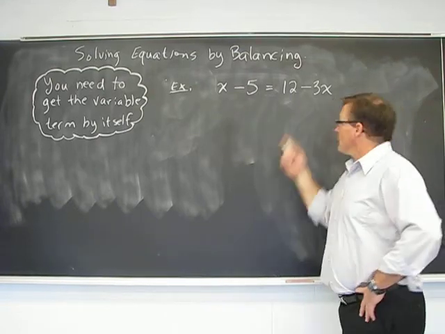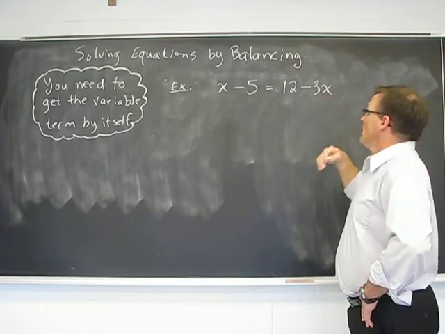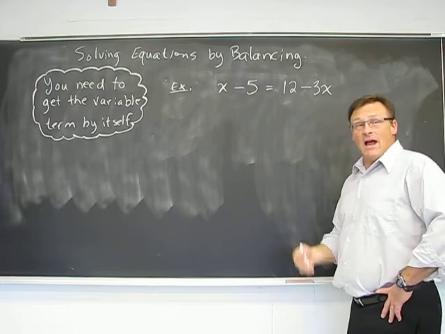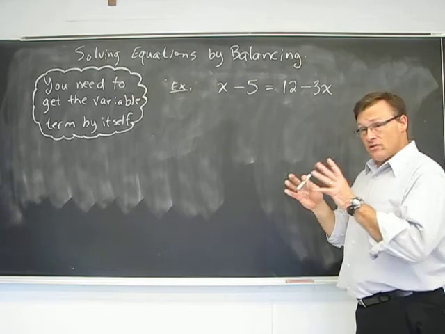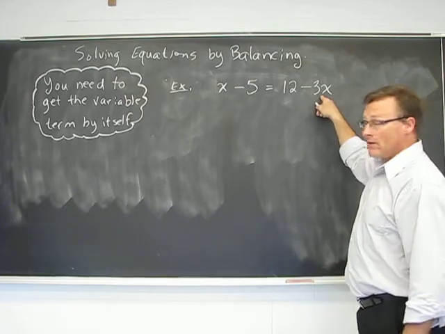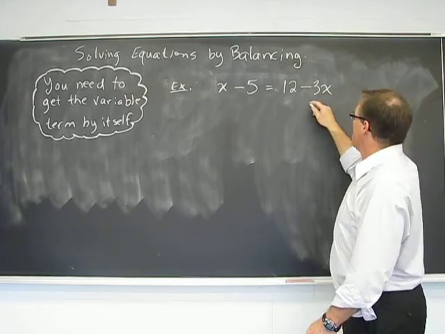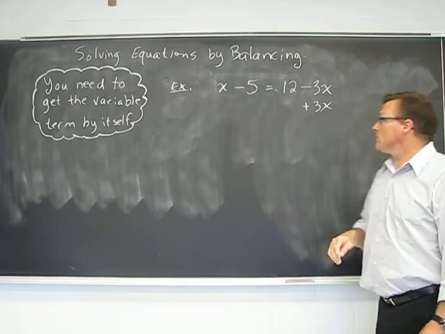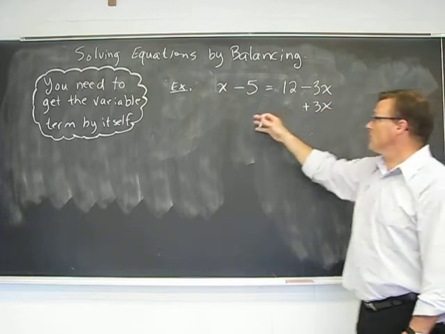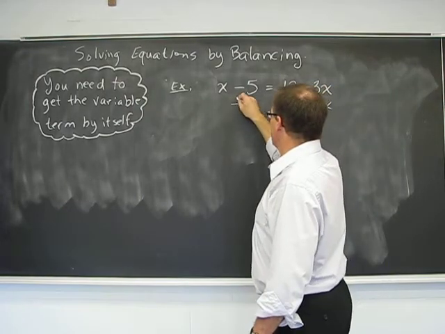Now, how do I get that 3x out of here? You're going to use balancing, and basically that means adding the opposite to both sides. Remember, these are terms, and I want to move or get rid of the negative 3x term. I'm going to add 3x to this side. And the cardinal rule of equations is whatever you do to one side, you have to do to the other. So I'm going to add 3x to this side.